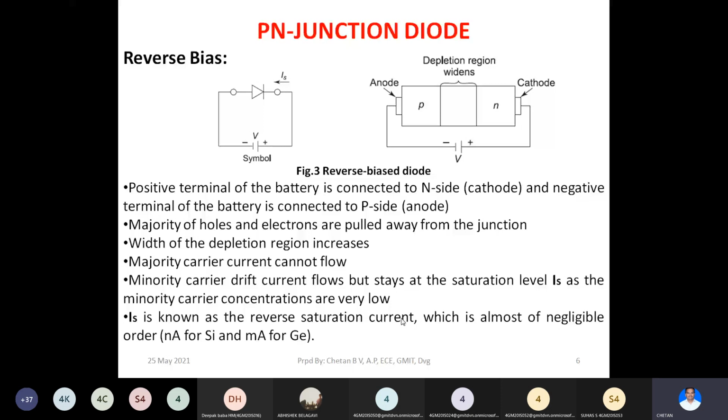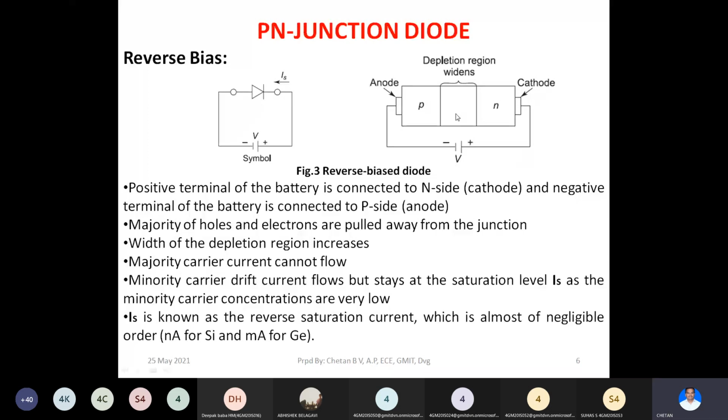Reverse bias means essentially you are connecting the positive terminal of the supply to the negative terminal of the diode, and the negative terminal of the supply to the positive terminal of the diode, as shown in the figure. In a reverse biased PN junction diode, a small amount of current called reverse saturation current will flow, which is mainly due to the presence of minority carriers on both P and N side. And one more important phenomenon is that the depletion region widens.